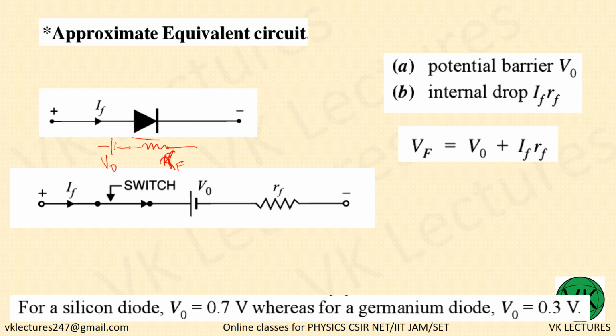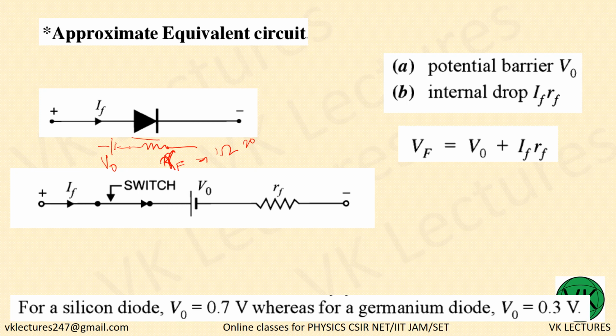Now that means when you have a circuit with the diode, just change this diode with V naught. If it is silicon, use 0.7. If it is germanium, use 0.3. RF value will be given. Usually this RF value ranges in ohms, that means 1 to 20 ohms or less. In that range, it won't be very high. That is an approximate equivalent circuit. All right.